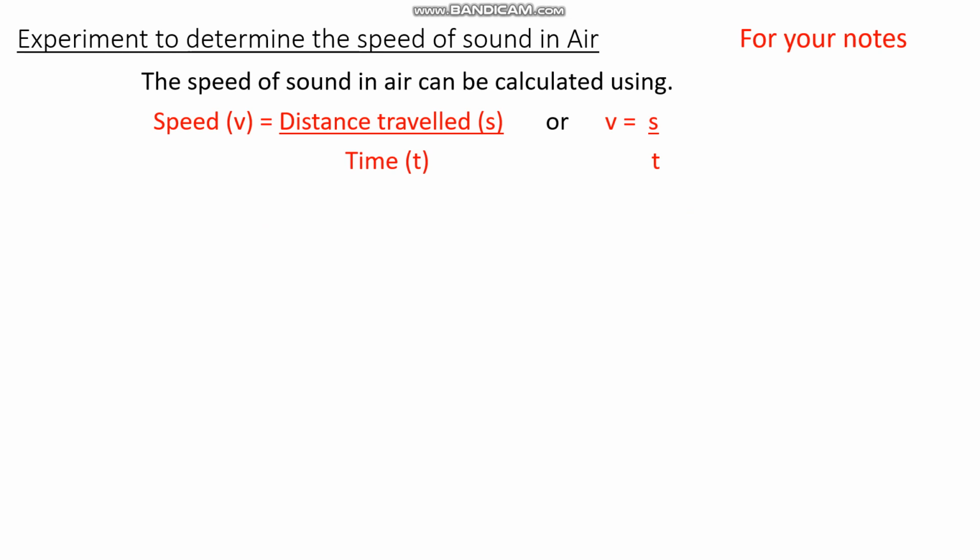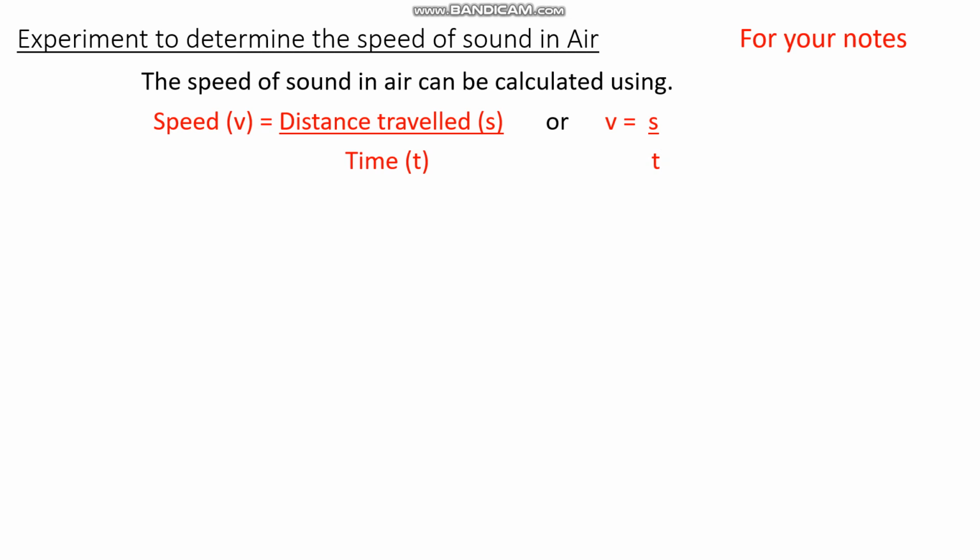To calculate the speed of anything you need to know two things. You need to know how far that something has travelled, in our case a sound wave, and the time that it's taken to do that. To calculate the speed you then simply need to divide the distance that it's travelled, s, by the time it's taken, t. There are three methods which I'm going to talk about, two quite briefly and then one in a little bit more detail.